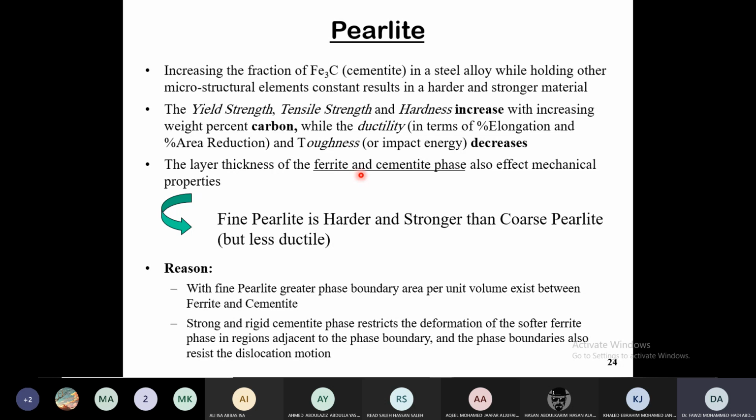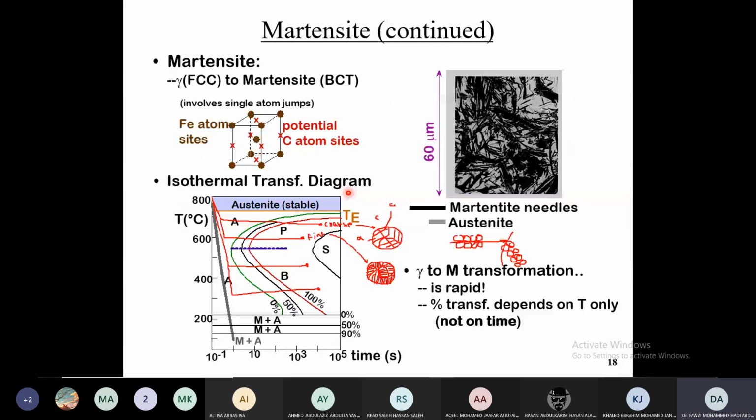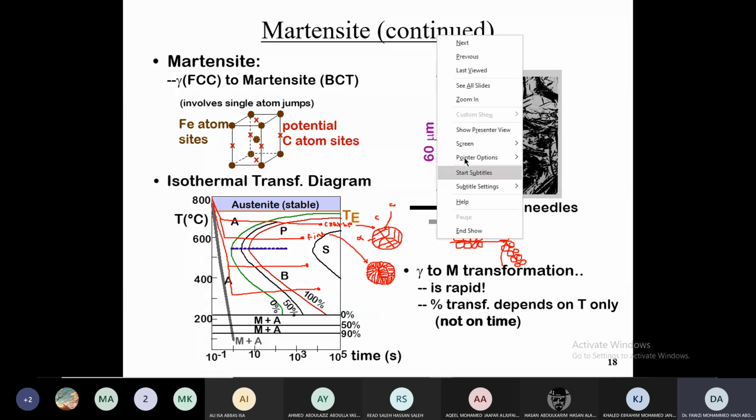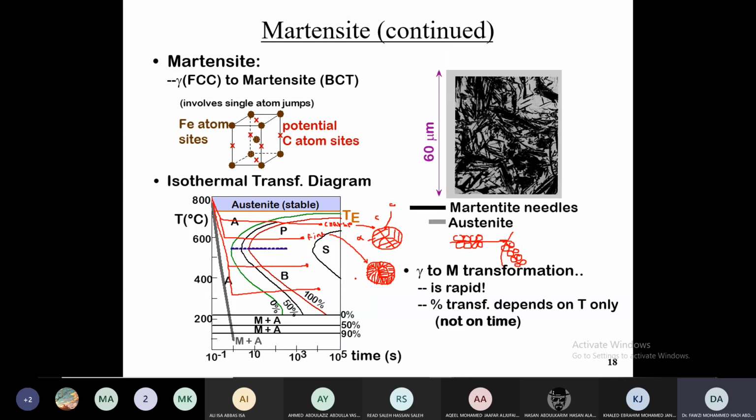The layers of the ferrite and cementite also affect the mechanical properties of the material. We have talked about that. I just talked about that here. The layers, which means how thick. Now, if we have here the pearlitic structure, we have the ferrite and we have the cementite. You see, I'm not having much more, so I will draw another one. Let's say we have the cementite here, and the white color is the ferrite phase.